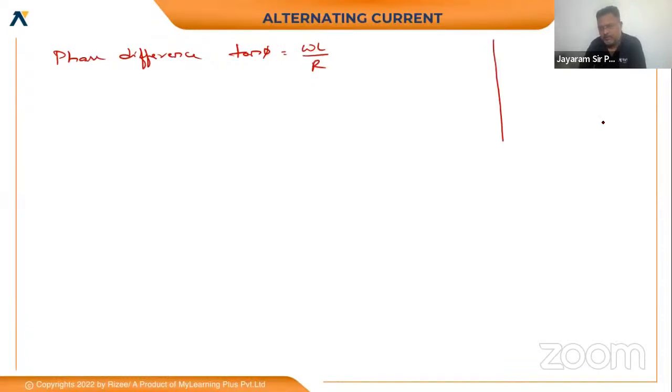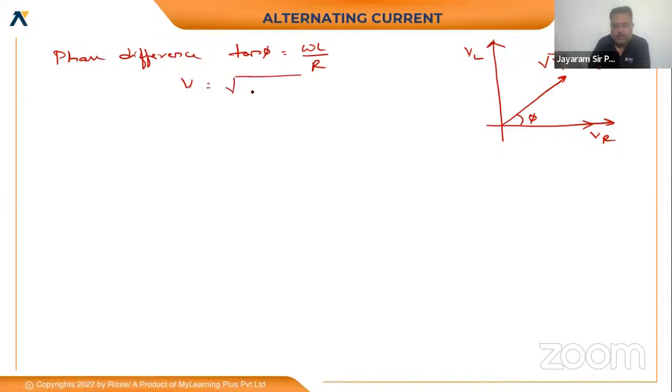If I plot a graph for the LR circuit, since the resistance voltage does not change, it will be here. For the inductor, voltage will be along the y-axis. So there is a phase difference over there, and this is your resultant of both of them, which makes an angle phi. Since both the vectors are perpendicular, it will be VR square plus VL square. So the total potential is V equal to root over VR square plus VL square.